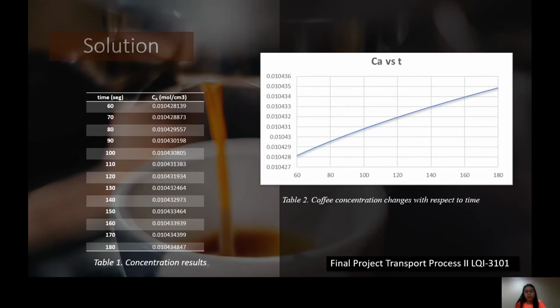where with the table of data obtained from the concentration, a graph was made to show the change in concentration with respect to time. In fact, we can observe by prediction and with the help of the graph that at some point the concentration will be the same no matter how much time passes.